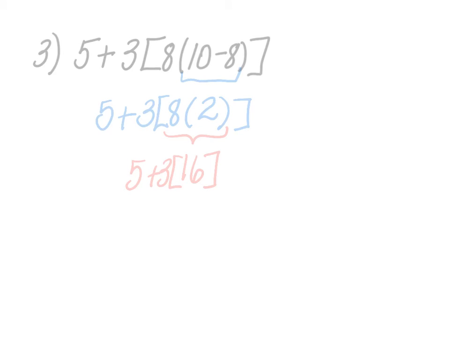So be careful. Some people will want to add 5 plus 3, then multiply. But what we want to do now is we want to multiply the 3 times 16, which is 48, and then bring down the rest of the problem. So our last step is to add 5 plus 48, which is 53. So we end up with 53 for that expression.